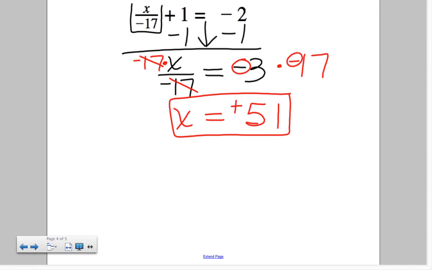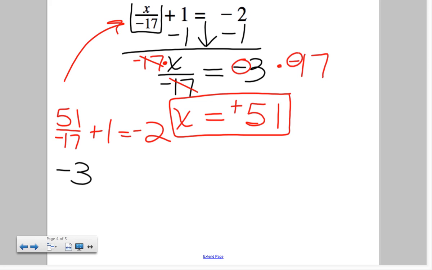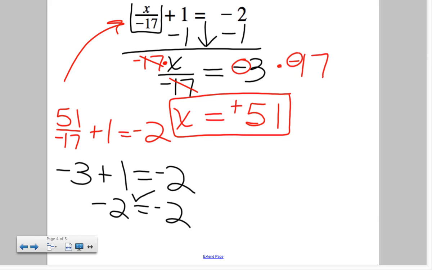Again, you can check this by just plugging 51 in for where x is in the original equation, writing it left to right, making sure that everything looks good. I'm going to divide first, so I got negative 3 plus 1 is equal to negative 2, and then a negative 3 and a positive 1 is also negative 2. So that positive 51 keeps the left side and the right side equal.